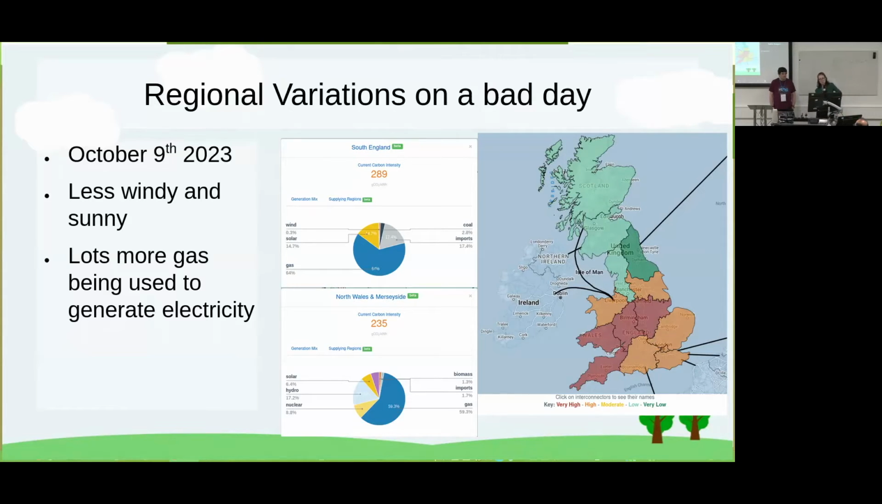So yeah, see, that was a bad day, but still there were some low and very low carbon intensities in certain regions, depending on the distribution of various renewable use and factors like that. So just to pick out some bad carbon intensity statistics: for that day, in the south of England, it was 289, and it was 235 in North Wales and Merseyside. You can see from the map it's a mixture of orange for high and red for very high.